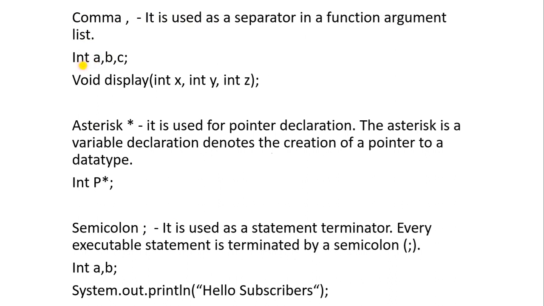For example, I have written int a, b. To separate the variables, we use the comma operator, so a comma b is separated by using the comma operator. If I have not put the comma operator and I write a space b, the compiler will give an error. Or if I have not given a space and I write ab, then it will be considered as one variable only.